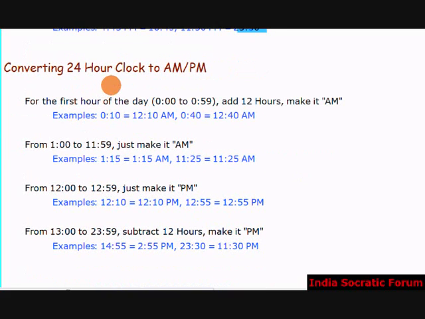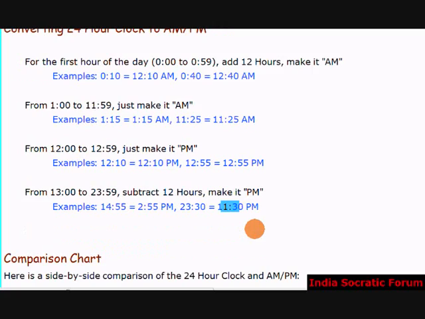In the same way, converting a 24-hour clock to AM PM, what do we do? Just make it AM. For example, 10 we make it AM. From 1 to 12:59, just make it AM, that's all. 1:15 hours is 1:15 AM. 11 hours 25 minutes is 11:25 AM. From 12 to 12:59, just make it PM. 12:10, 12:55, you have to call it PM. But from 13 onwards, you have to subtract 12 hours and make it PM. 14 means you have to subtract 12. So how much? 12 is gone, 2 PM. 23:30, subtract 12, 11:30 PM. Slowly do that.